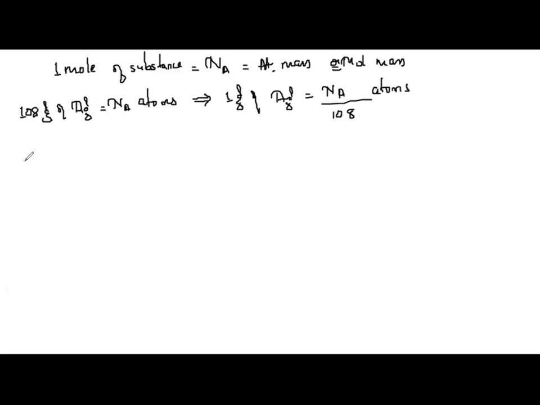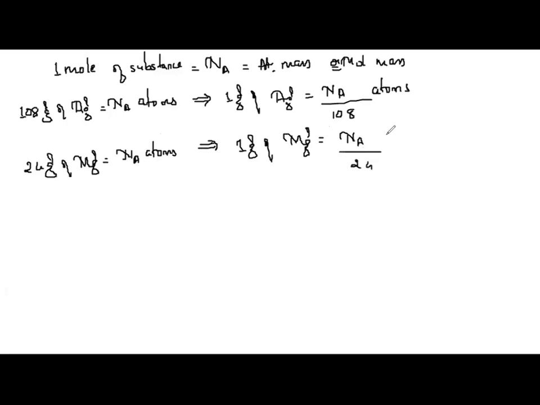Next, magnesium, what is the atomic mass? 24. 24 grams of magnesium if you take, it will have Avogadro number of magnesium atoms. But here they have said how much? They have said 1 gram of magnesium. So 1 gram of magnesium will have how many? Avogadro number divided by 24 atoms. Correct? You need not simplify it.